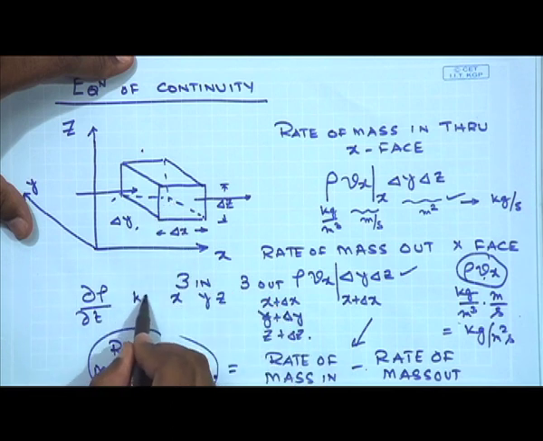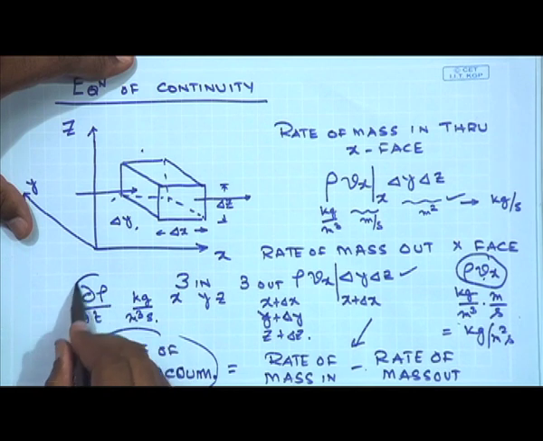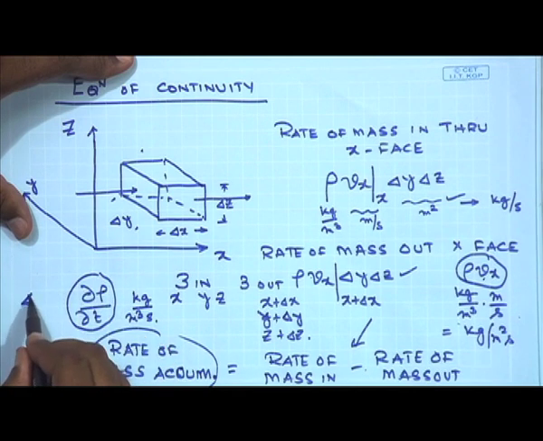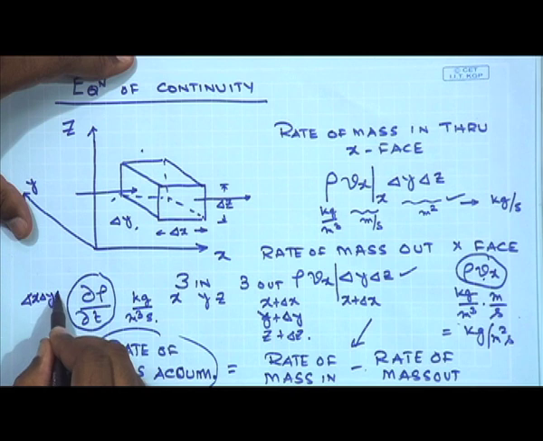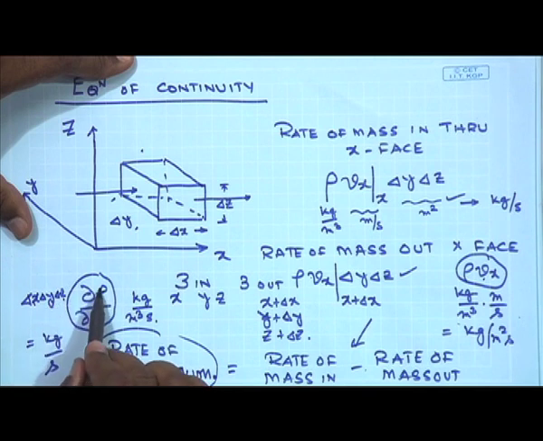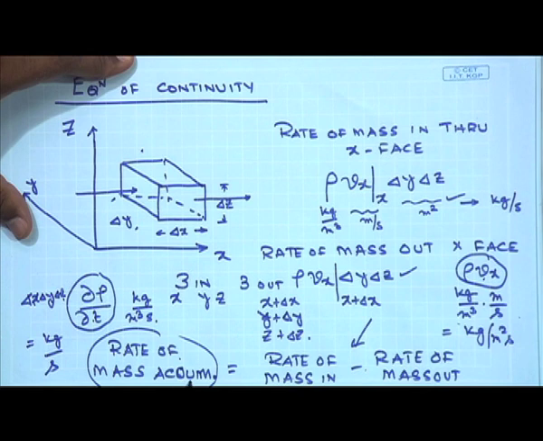So, what is del rho del t? It is kg per meter cube per second. So, this must be multiplied with del x, del y, del z to make it kg per second, and therefore, del x, del y, del z times del rho del t would give you the time rate of mass accumulation inside the control volume. So, the left hand side is going to be equated to the right hand side.